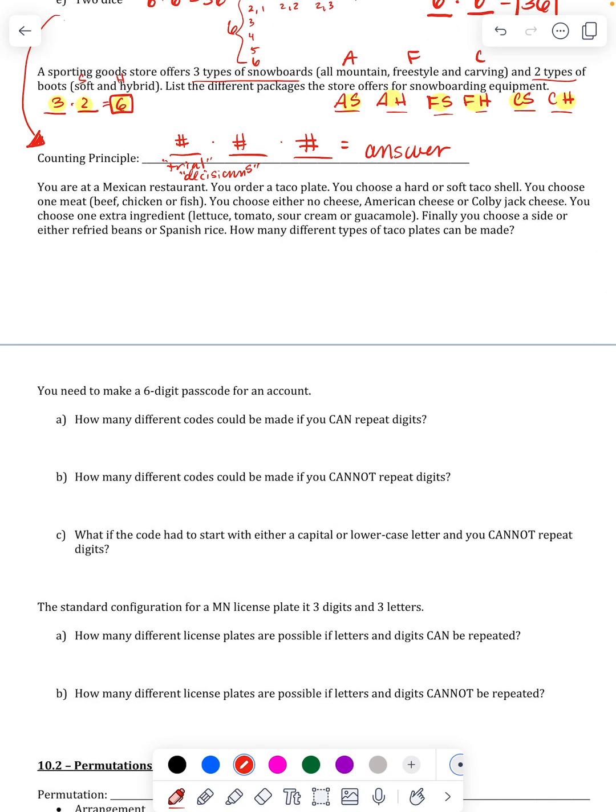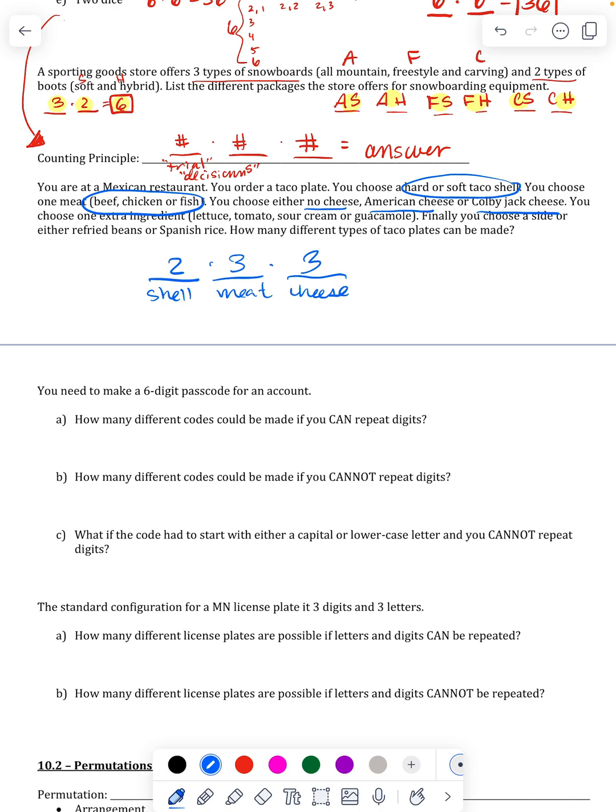You are at a Mexican restaurant. You order a taco plate. You choose hard or soft taco shell. So my first decision is going to be shell type, and I have 2 options. You choose 1 meat, beef, chicken, or fish. Okay, so for your meat choices, you have 3 options. You choose either no cheese, American cheese, or Colby Jack cheese. So in my little cheese choice, I have 3 options.